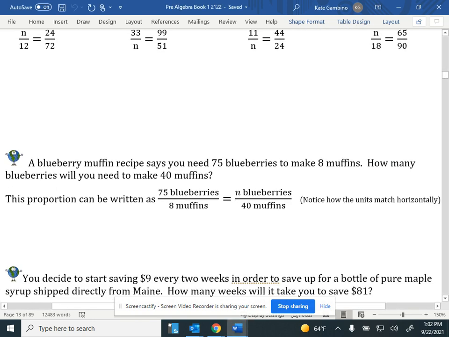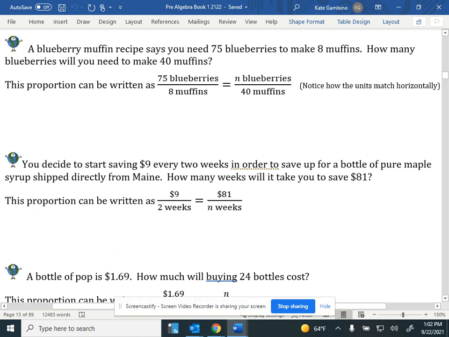Pencils are done, we're not done yet. We've got a few more things we have to do. It says a blueberry muffin recipe says you need 75 blueberries to make 8 muffins. How many blueberries will you need to make 40 muffins? So this proportion can be written as 75 blueberries over 8 muffins equals n blueberries over 40 muffins.